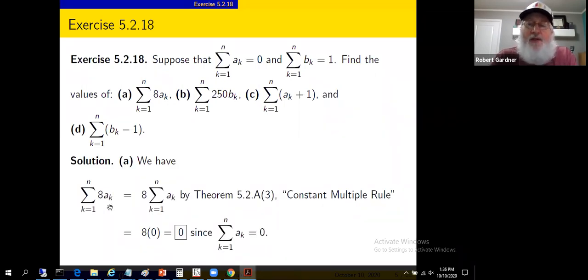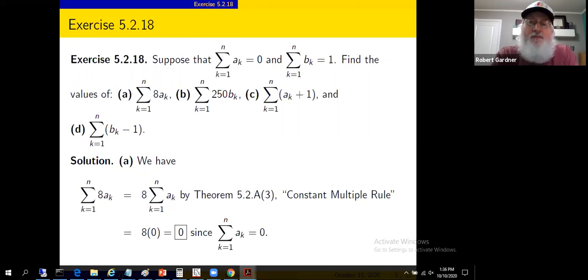Well, that theorem we just saw, part 3, the constant multiple rule, says you could bring constants outside the summation, really just distribution. So let's bring the 8 outside the summation, justification being theorem 5.2, point A, part 3. And you know what the sum from k equals 1 to n of a sub k is because I told you that. It equals 0. So we'll replace the sum with its value of 0, and the given quantity must have a value of 0 as well.